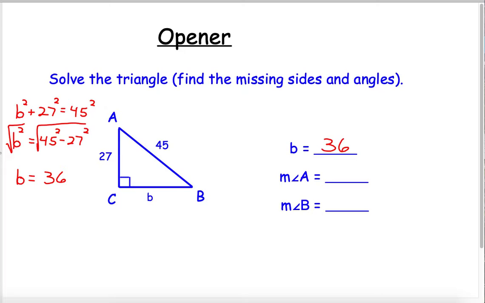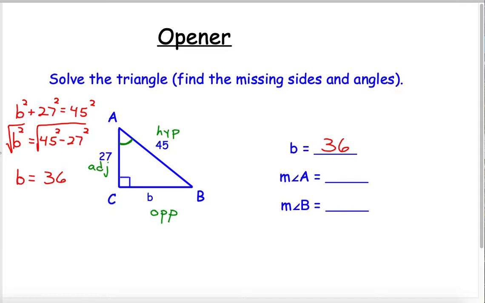Now we can start with either angle we'd like. Let's start with angle A. Because this is a right triangle, we can use right triangle trigonometry using sine, cosine, or tangent. Now we did just figure out that B was 36, but let's use the 27 and the 45, because in case we made a mistake on B, we'd then make another mistake finding angle A. So I'm going to stick with the 45 and the 27. The first thing I want to do is label my triangle for angle A. 45 is your hypotenuse. Side B is the opposite leg, which we're not going to use. And the 27 is the adjacent leg.